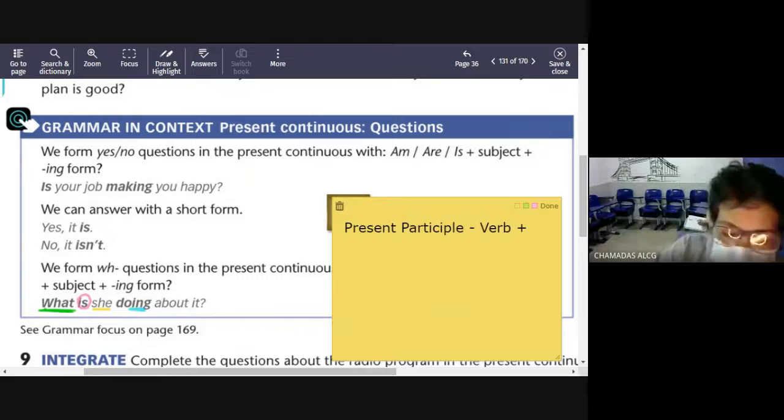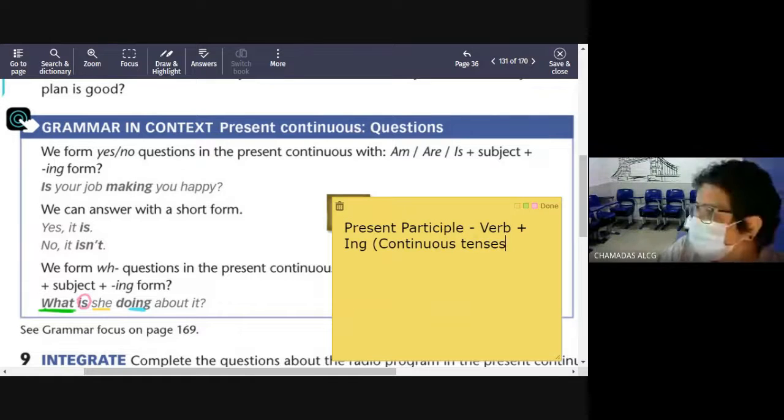plus ing, used in continuous tenses. Okay? So here we have, let me just change the, yeah, okay?